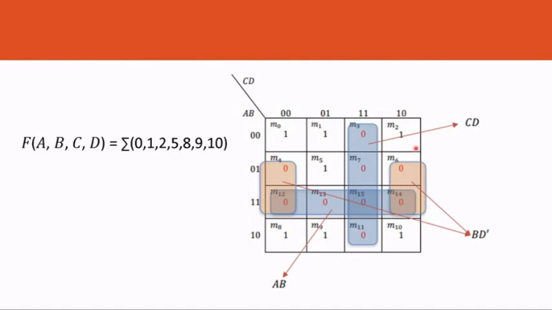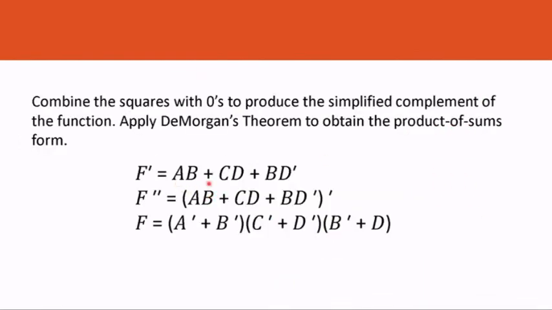So once you have grouped the zeros, we will have a result of AB plus BD prime plus CD. This one is F prime. Again, the result of grouping the zeros, or when we combine the squares with zeros to produce the simplified complement of the function, we are going to apply De Morgan's theorem to obtain the product of sums form.